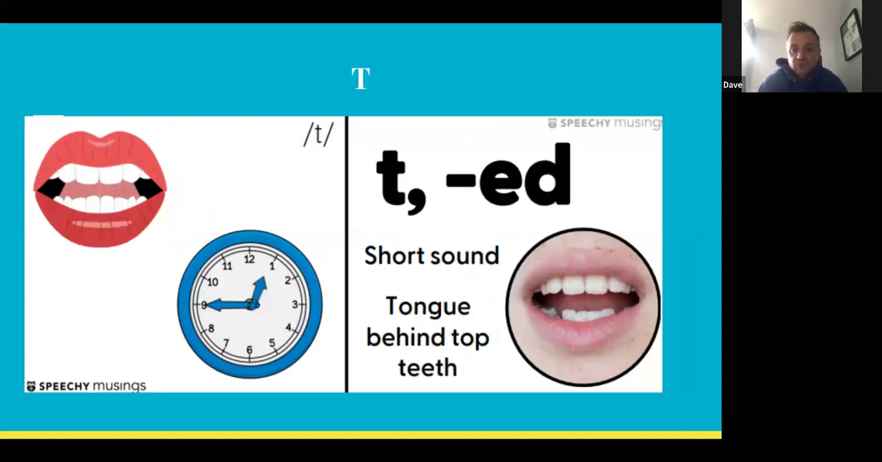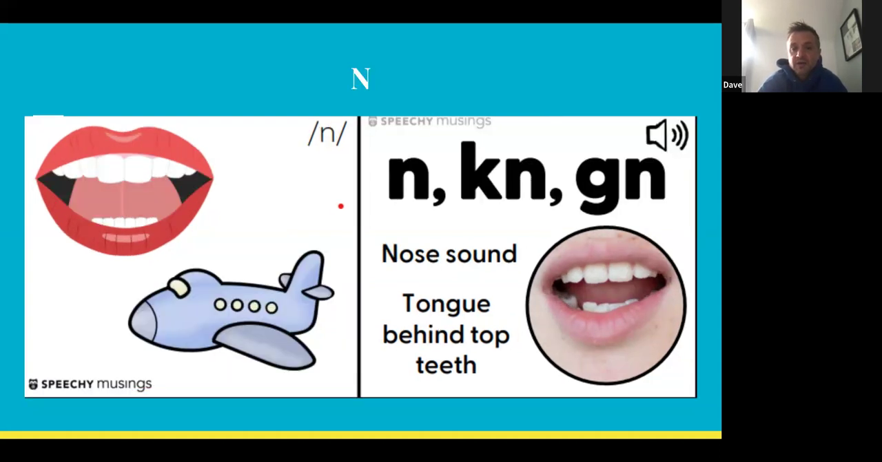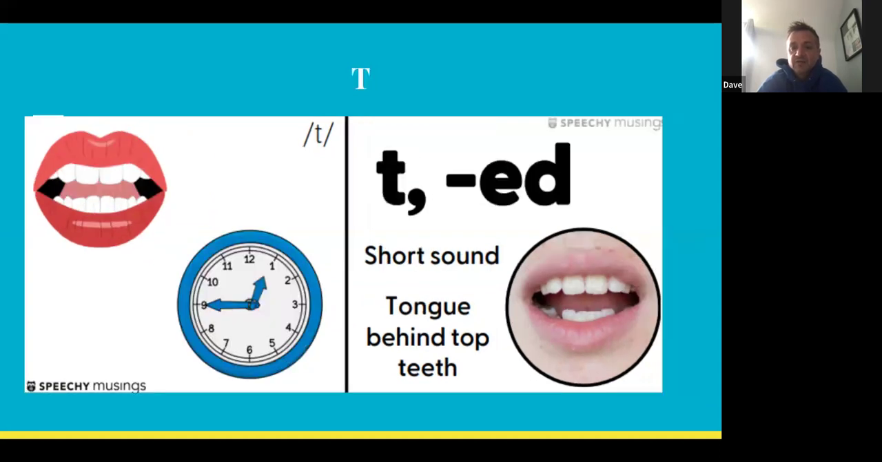T. My tongue is behind my teeth, very similar to my N, but it moves quickly. So this one moves quickly. The T makes the sound, and sometimes the ED makes the sound. Okay? The ED makes a d, and an id. The ED makes 3 different sounds. One of them is the T sound.